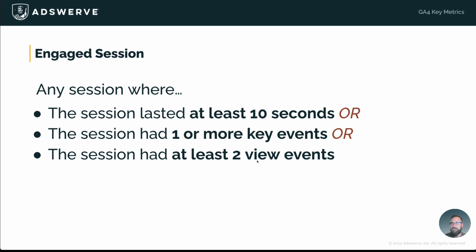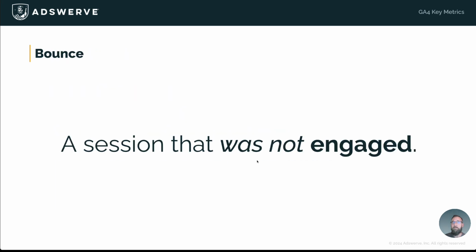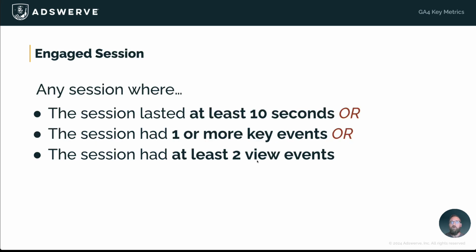If none of those conditions are met, the session is considered non-engaged, otherwise known as a bounce. So this is the distinction between bounces in GA4 and Universal Analytics. In Universal Analytics, a bounce was simply a session with only one interactive hit. That was the only condition that needed to be satisfied. We have slightly more nuance around what we consider engaged to be and not engaged. So all three of these conditions have to fail for the session to be considered not engaged, otherwise known as a bounce.